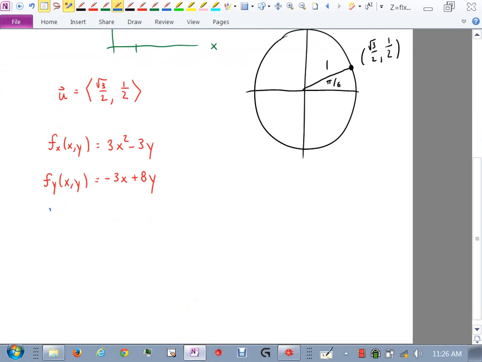I'll do the work right here. What's the partial of f with respect to x at 1, 2? So I'm taking this and plugging in 1 for x and 2 for y. What do we get? Negative 3. And then using the same idea, the partial with respect to y at 1, 2 should be, what's that, 16 take away 3, 13, right?